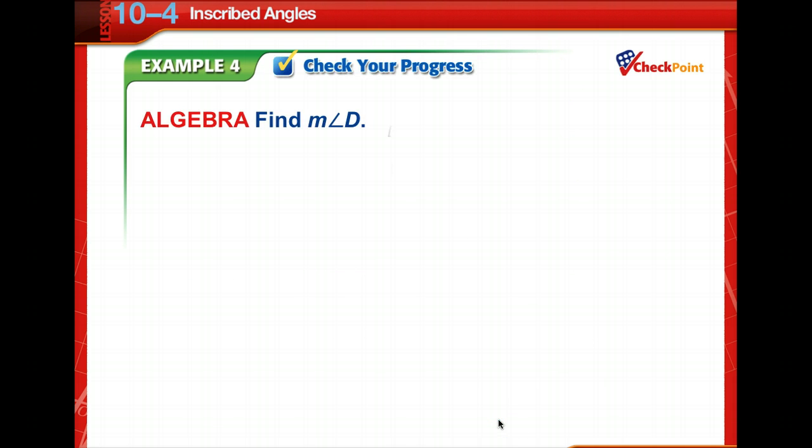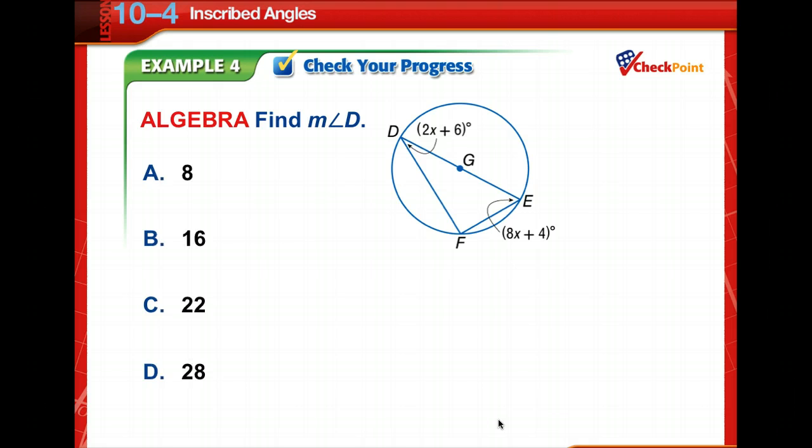Okay, let's try one on our own. Pause the video, then come back and check your answer. As we see, angle F inscribes a semicircle, so we've got F as a right angle, so we can say 2x plus 6 plus 8x plus 4 plus 90 is equal to 180. So x is equal to 8. We're asked to find the measure of D. 2 times 8 plus 6 is 22.